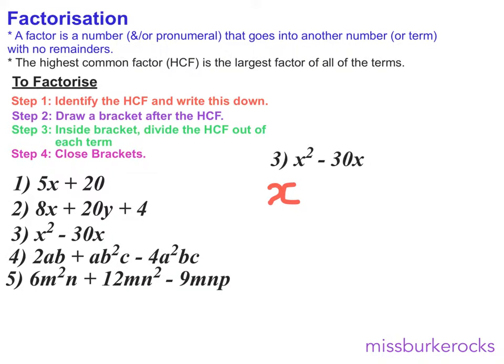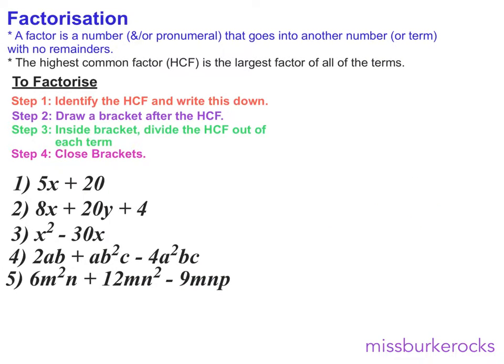So then I need to open my brackets, so I put that in. Then I'm going to go x squared divided by x gives me x, and negative 30x divided by x gives me negative 30. There are no other factors and no other terms, so I can close my brackets. And I can double check this one. x times x is x squared, and then x times negative 30 gives me negative 30x. So that one is done.